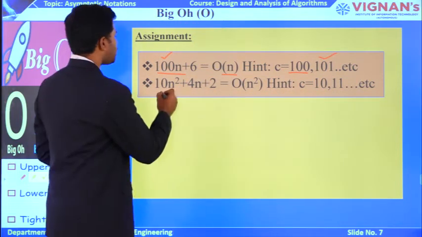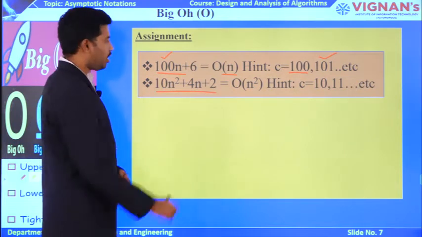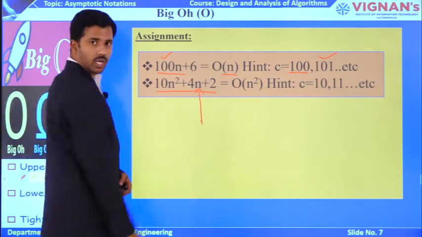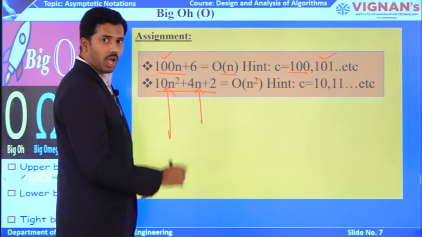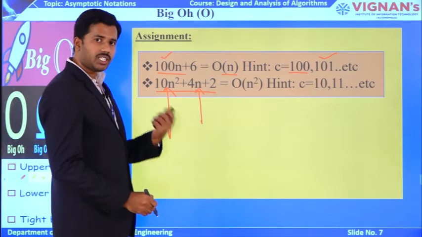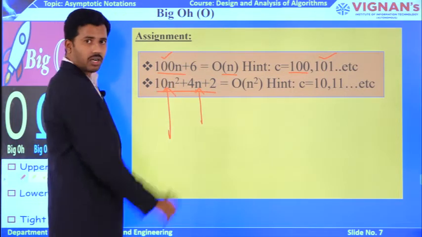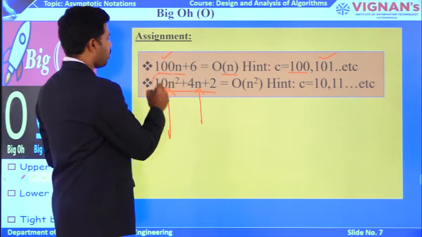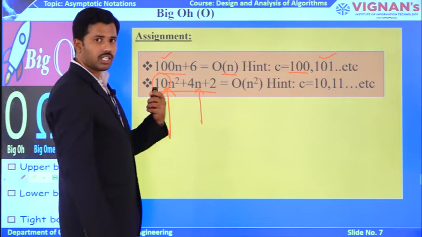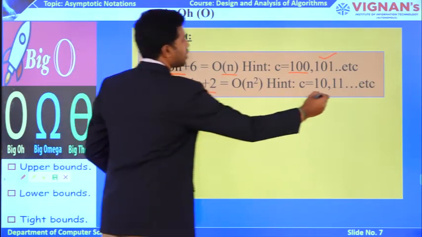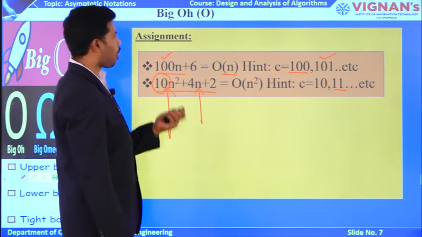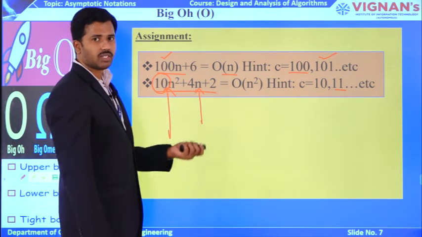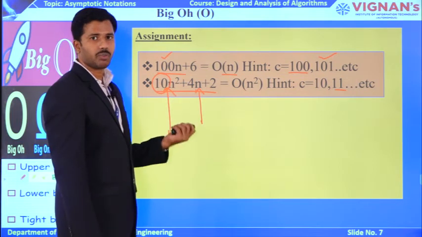Now, coming to the second problem, if you observe here, linear is there with 4 into n, and quadratic is there, right, 10 into n square. So, among quadratic and linear, which one has the highest power? Quadratic only. So, take c value from 10 onwards. If c equal to 10 is not satisfying, take c value equal to 11. With these problems, try to find out the c value as well as n value with the relation with big O only.